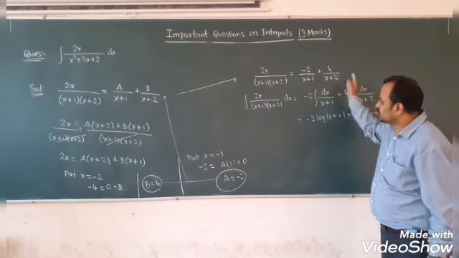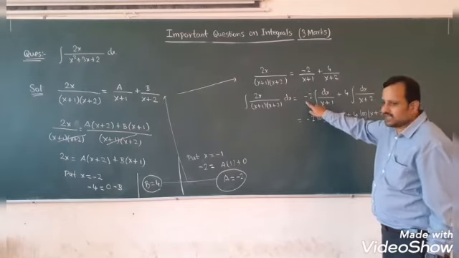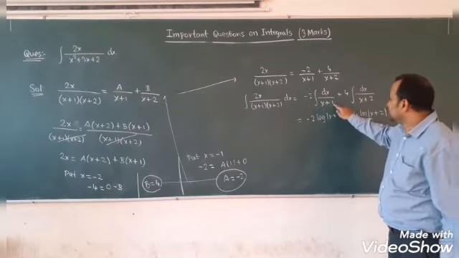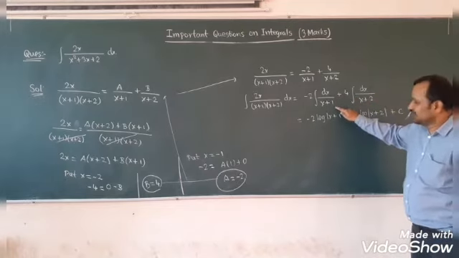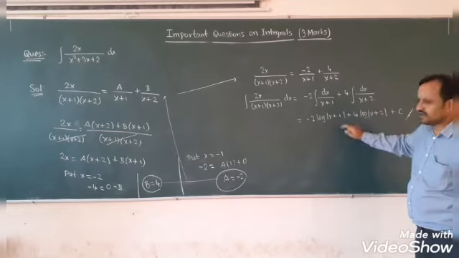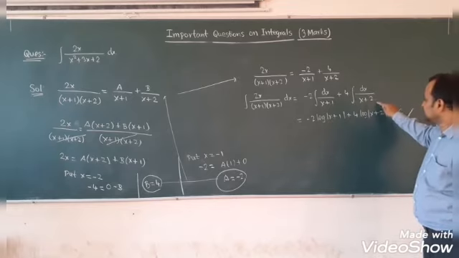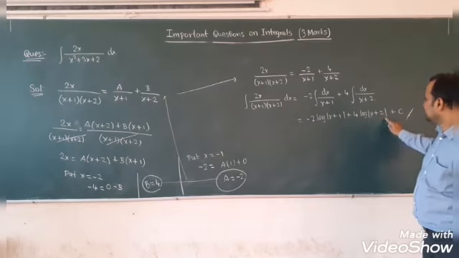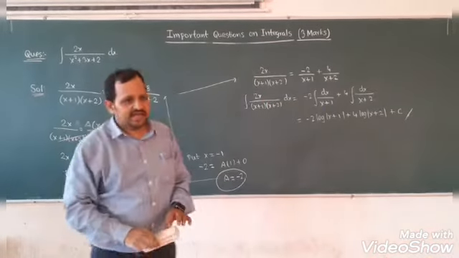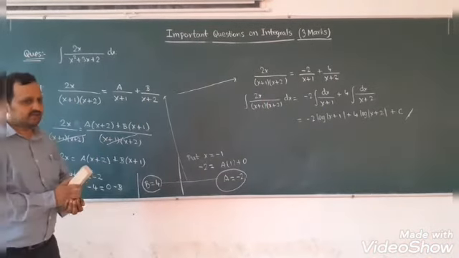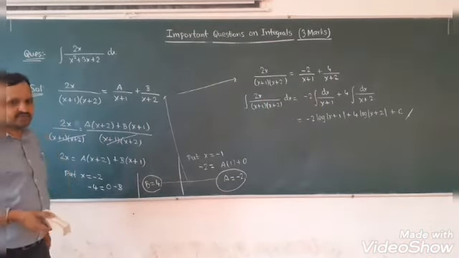Apply integral both sides. So minus 2 will come outside, 1 by x plus 1, and 4 will come outside, 1 by x plus 2. So the integral of 1 by x plus 1 is log of mod x plus 1, and the integral of 1 by x plus 2 is log of mod of x plus 2 plus c. So this is the required answer. I hope the steps are clear. Let us see one more question based on partial fraction.